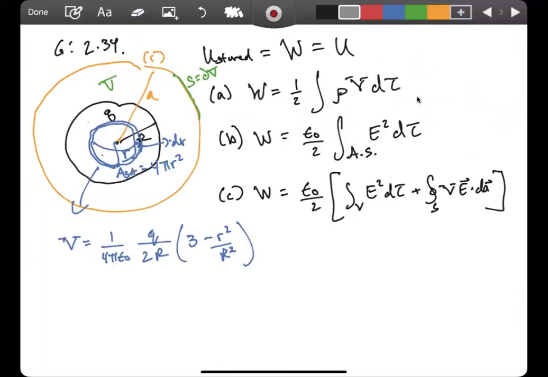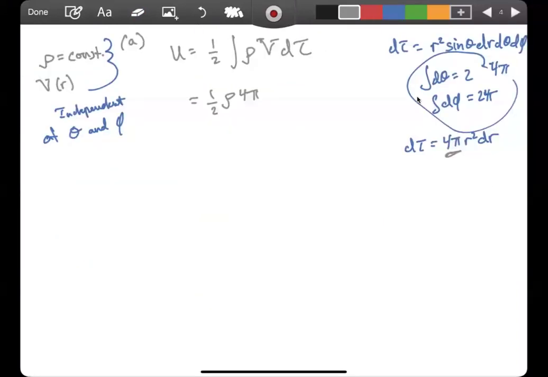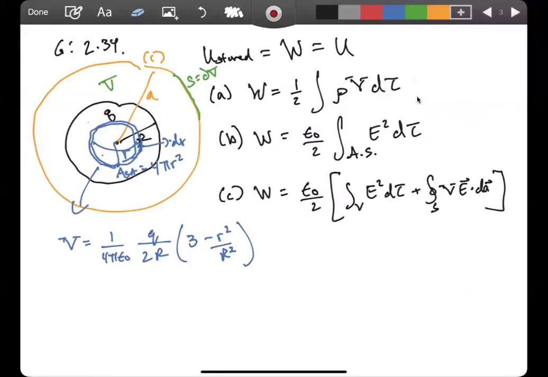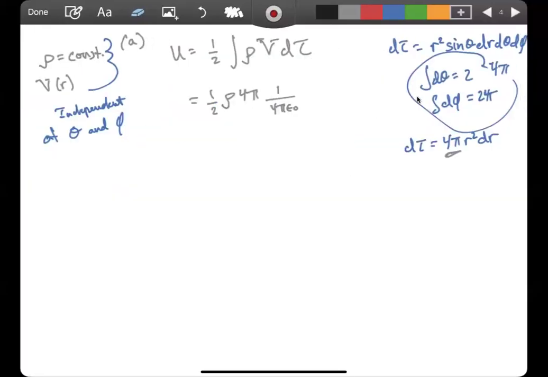So again, going back to my potential term, I'm going to get a 1/4 pi epsilon naught. So let's pull that out too, because that's constant, 1/4 pi epsilon naught. Good. And then we're going to get the charge over 2r. So let's pull that out too: Q over 2r times the integral. So now we're going to get the integral from the inside to the radius R, times dr r squared times 3 minus r squared over capital R squared.